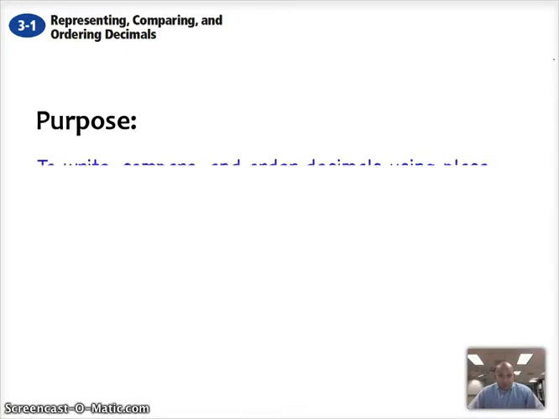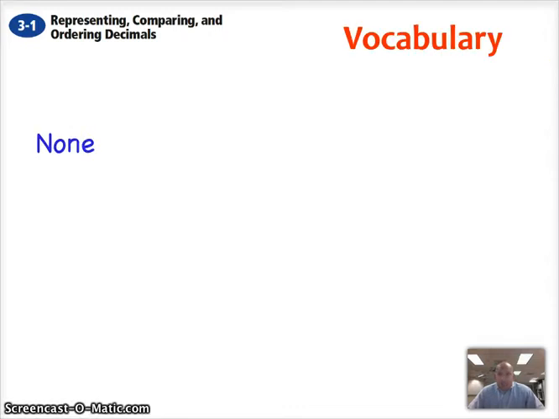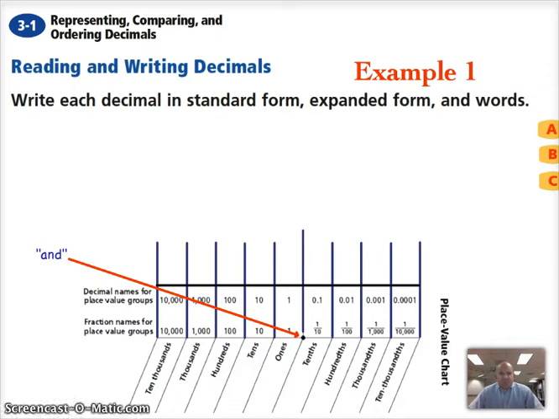Let's take a look at the purpose. The purpose today is to write, compare, and order decimals using place value and number lines. There are no vocabulary terms to define. Let's go to this first example. It says, write each decimal in standard form, expanded form, and word.